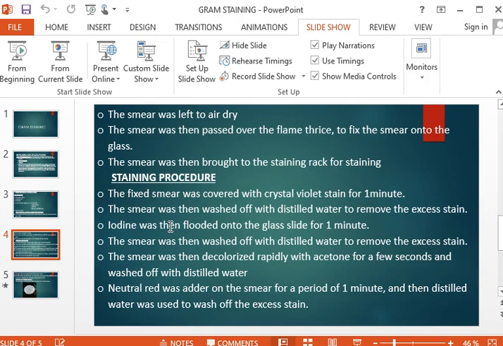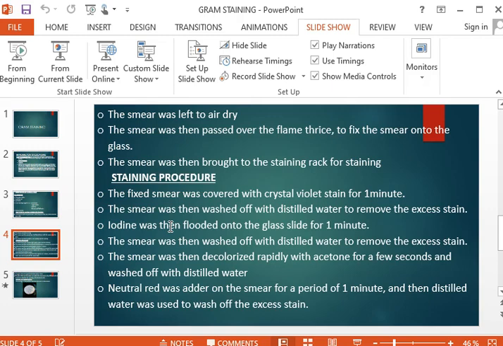Let us look at the staining procedure. The smear is first covered with the crystal violet, stained for 1 minute. Then after that, the smear is washed off with distilled or tap water to remove excess stain. After that, the iodine is then flooded onto the glass slide for 1 minute. After iodine, we wash again with tap water or distilled water to remove excess stain.